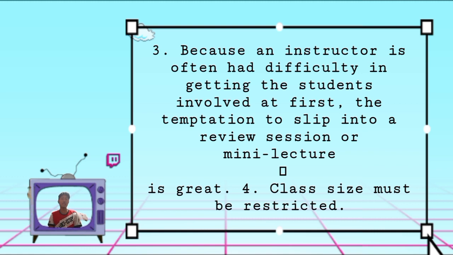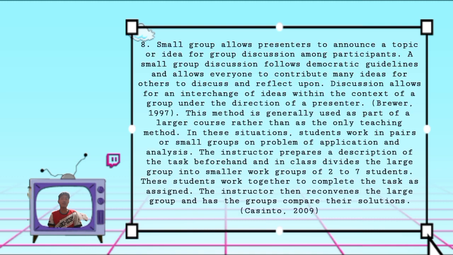4. Class size must be restricted. Small groups allow presentation of the topic or idea for group discussion among participants. A small group discussion follows guidelines and allows everyone to share many ideas to discuss and reflect upon. Discussion allows for interchange of ideas in a group under the direction of a presenter.